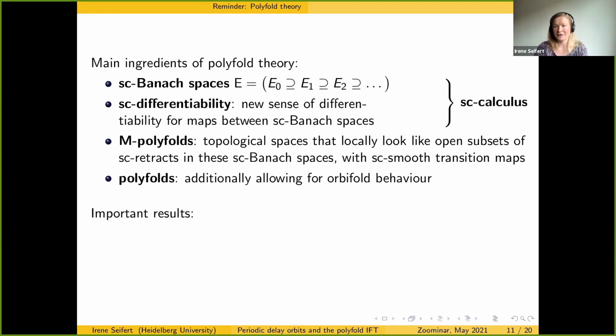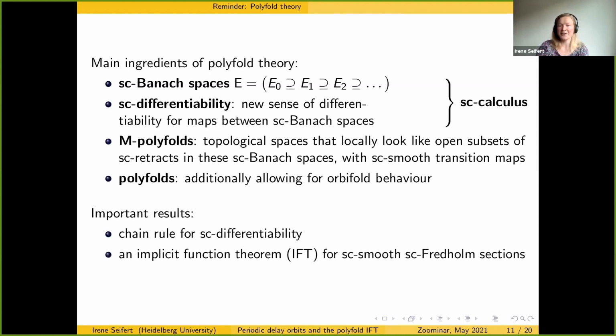And well, some very important results. The first one is the chain rule for scale differentiability, which is really not obvious from the definition, because it really is a theorem. And then an implicit function theorem for scale smooth scale Fredholm sections. And here the scale Fredholm property is more complicated than just giving a splitting of domain and target, but it really needs some extra conditions, otherwise the implicit function theorem couldn't hold.